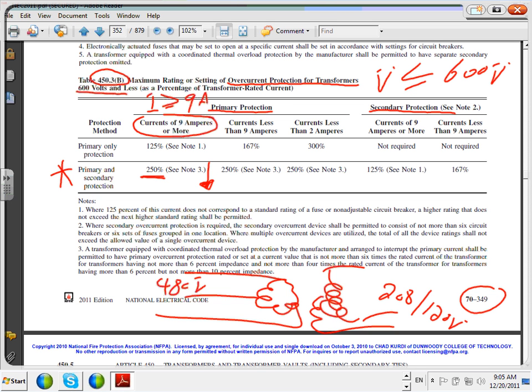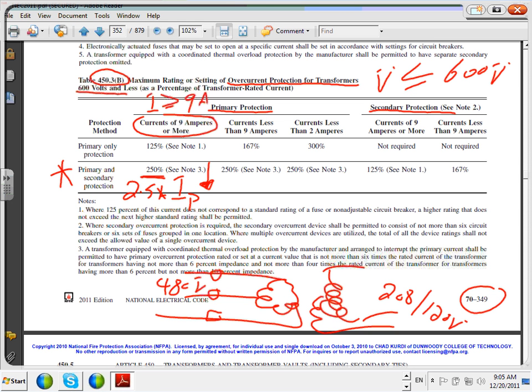Okay, so here's my transformer. When I size the primary, here's my primary fuses here. Then I'm going to be right in here. Any questions about this? Your default is primary and secondary protection. So you take 2.5 multiplied by I primary. And then if it's not a standard, what do you do? Go down.